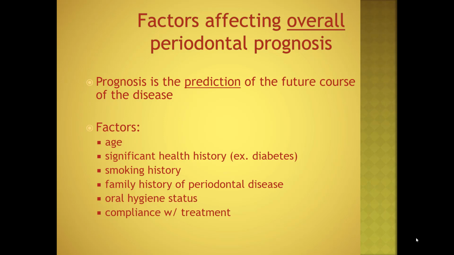So the factors that affect the overall prognosis of a patient, in particular their perio prognosis, are age, their health history, smoking status, family history of periodontal disease, their oral hygiene status, and their compliance with treatment. All these things can make it more difficult to treat a patient.